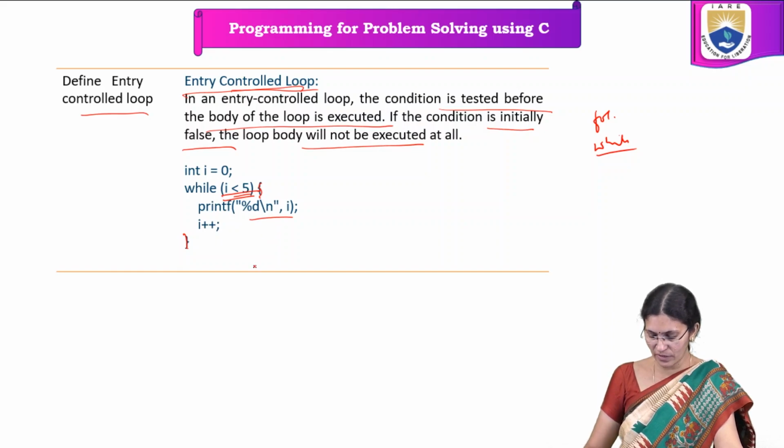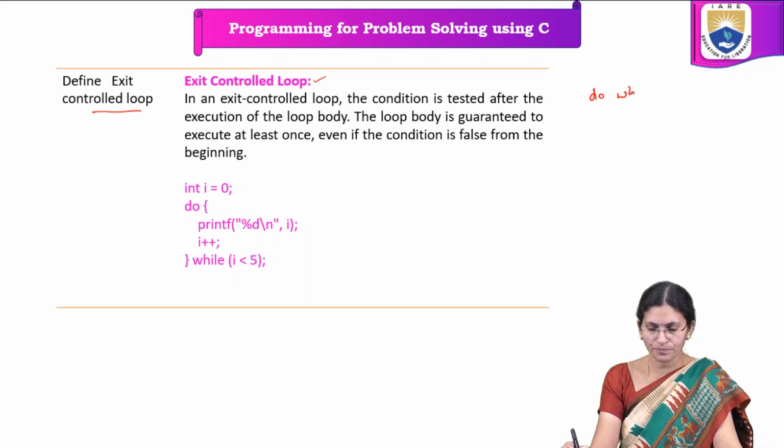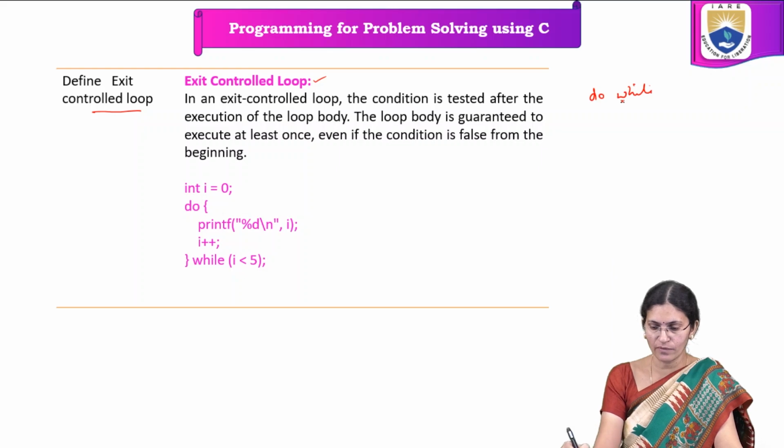So the block of code will be executed afterwards. Next one is exit control loop. So an exit control loop example is the do while loop. So in C language we have the do while loop.